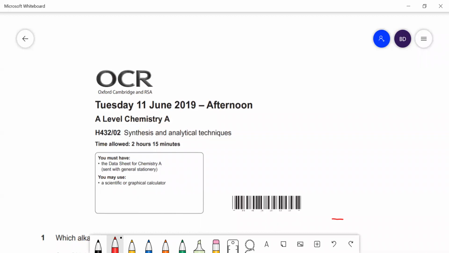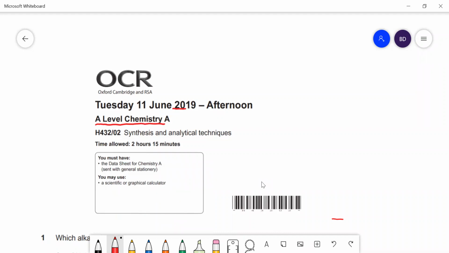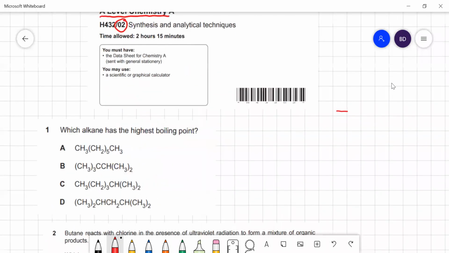Hi, in this video, I'm going to go through the OCR A-level Chemistry paper. This is the 2019 paper, and this is paper 2, the organic chemistry part of the specification. Okay, I'll start off with the multiple choice questions.